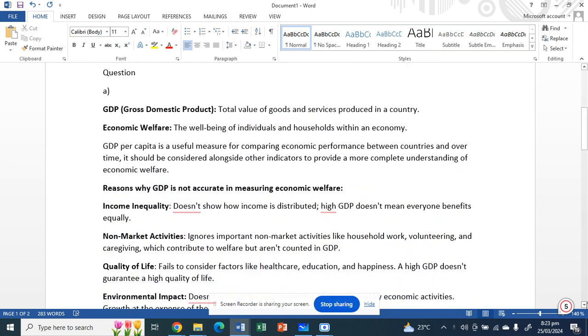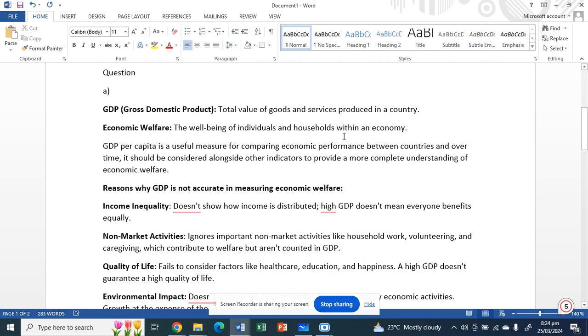GDP, which is the gross domestic product, is the total value of goods and services produced within a country. It includes even foreign businesses that are producing within a country. They also contribute to a country's GDP. Then economic welfare is basically the well-being of citizens in a country. Are the citizens living good or not?